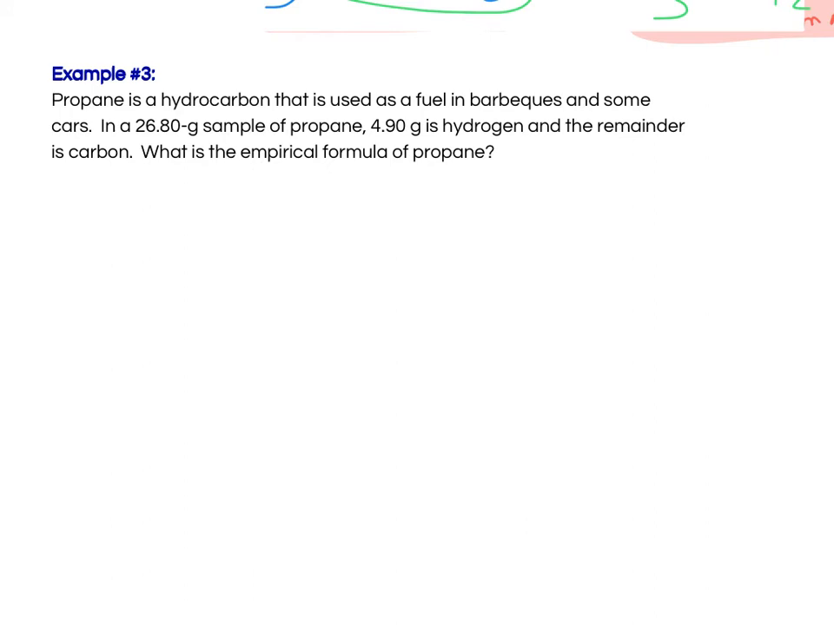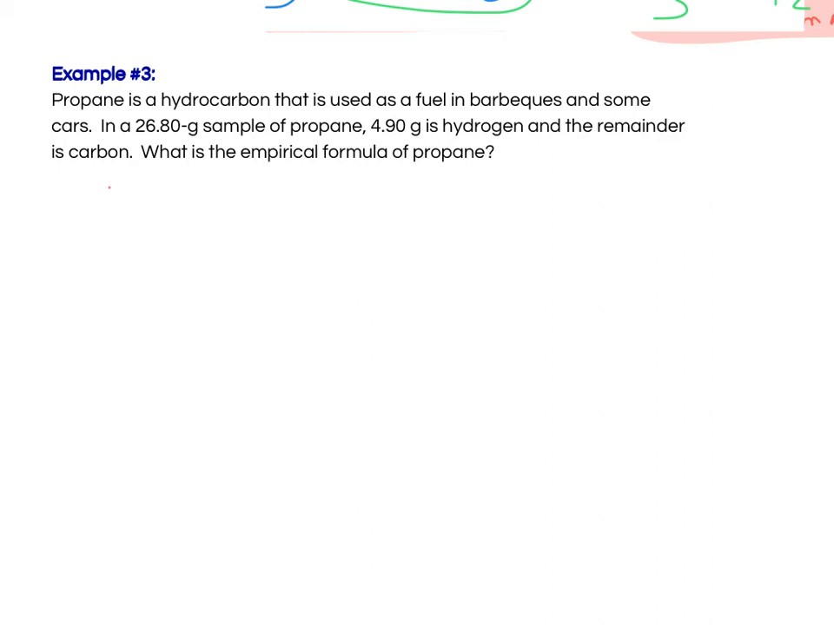So propane is a hydrocarbon that is used as a fuel in barbecues and some cars. In a 26.80 gram sample of propane, 4.90 grams is hydrogen and the remainder is carbon. What is the empirical formula of propane? So pause the video now, give the question a try, and if you're struggling, then play along. But I'd like for you to really give it a good try and then watch the solution when you're done in order to check the empirical formula that you end up with.